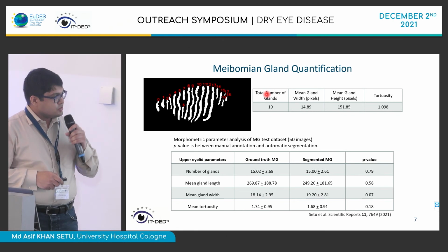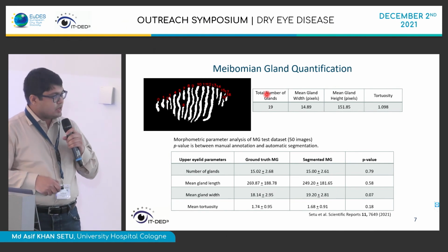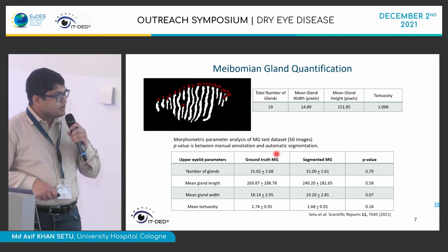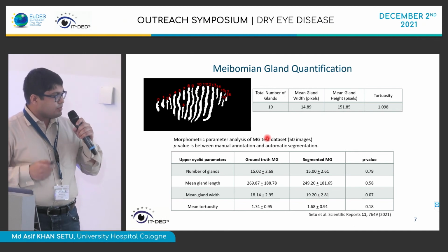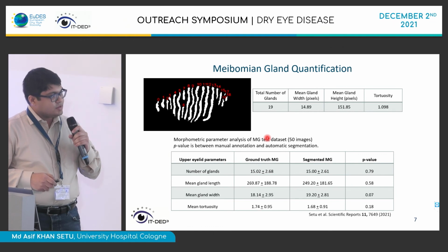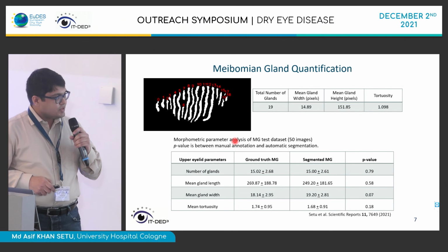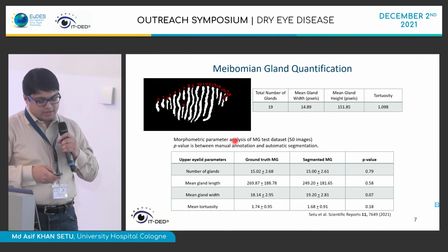And we also made a correlation of how our automatic segmentation performs with the manual ground truth annotation. And from there, you can see our automatic segmentation is really close to the ground truth Meibomian gland segmentation in the number of glands, mean gland length, mean gland width, and the tortuosity. And from there, we are really confident to further clinically validate our software in the future.